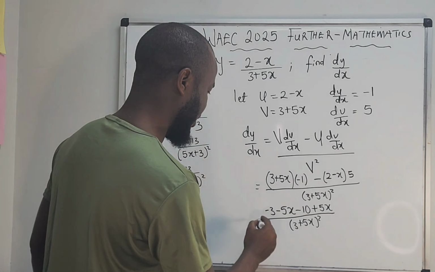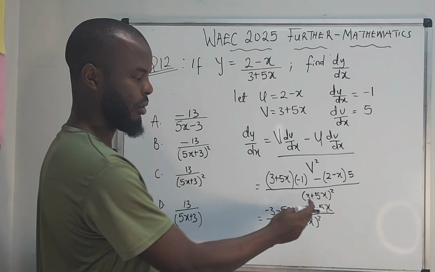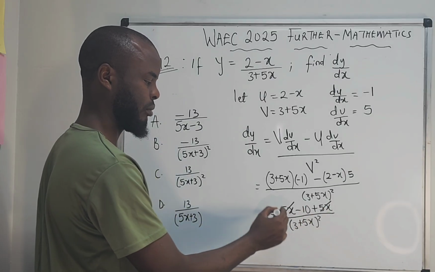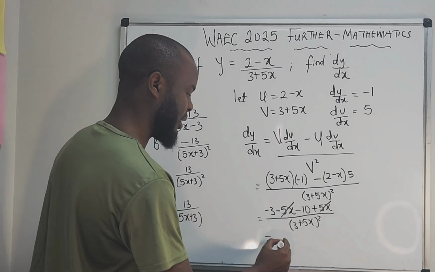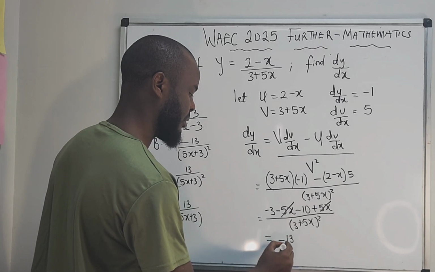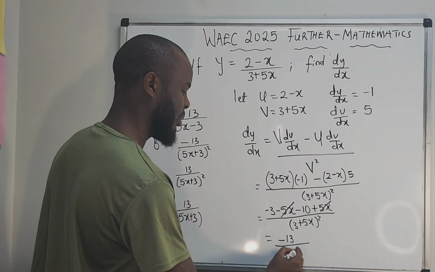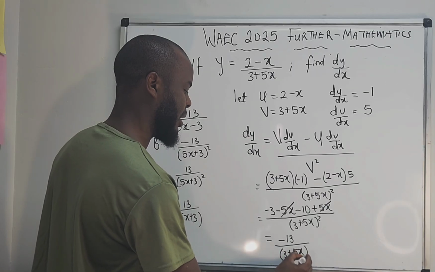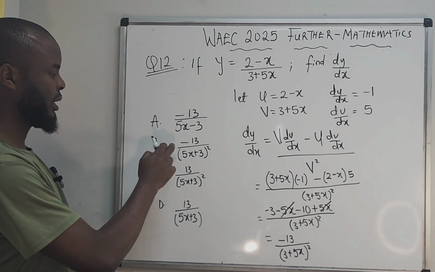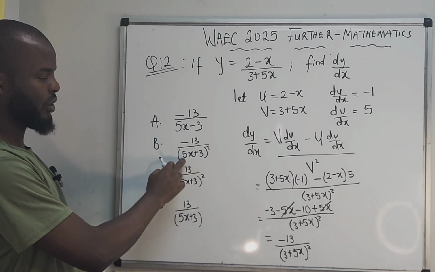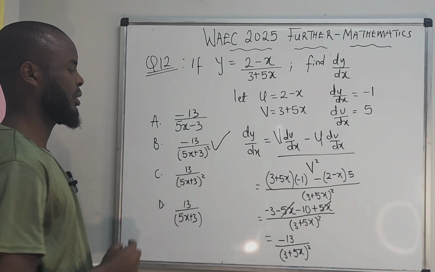Now, from here, negative 5x plus 5x cancelled out. Negative 3, negative 10 is going to be negative 13. And here we have (3 plus 5x) squared. Now, if you look at the options, negative 13 is this. 3 plus 5x is this. So the right answer should be option B.